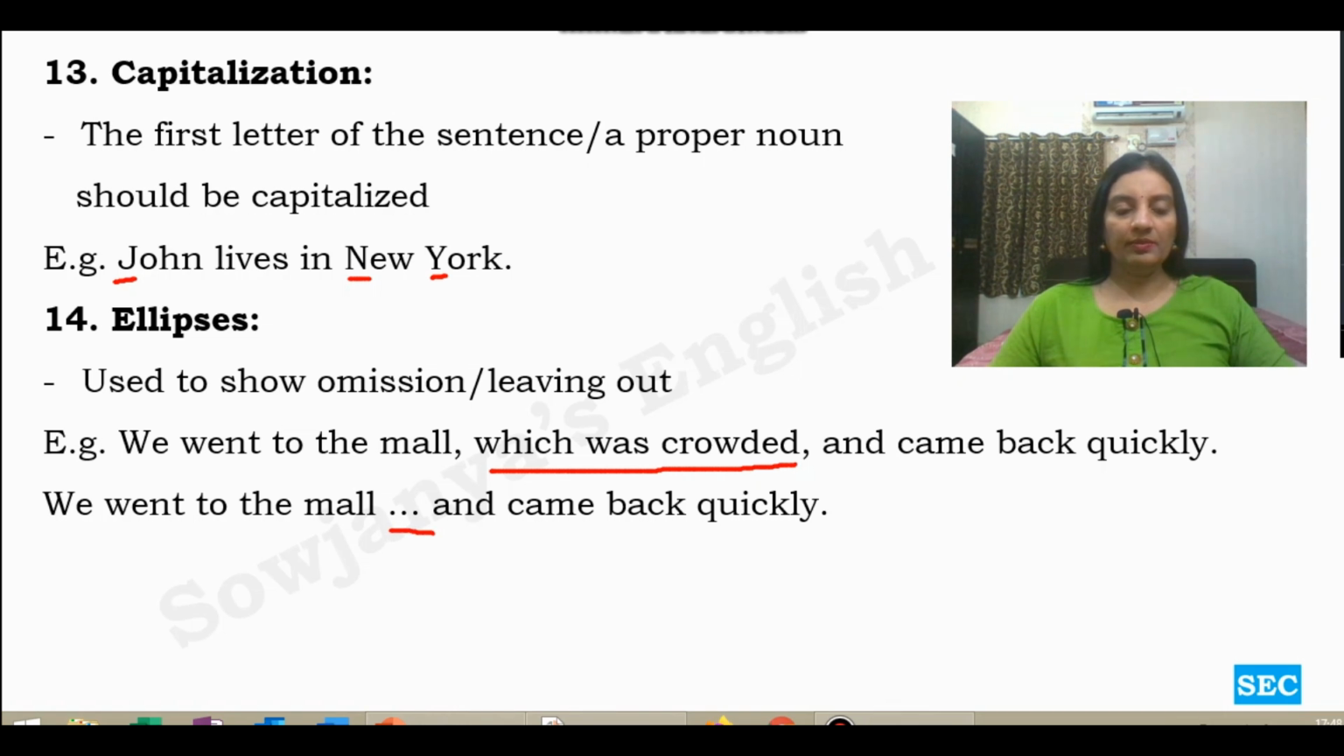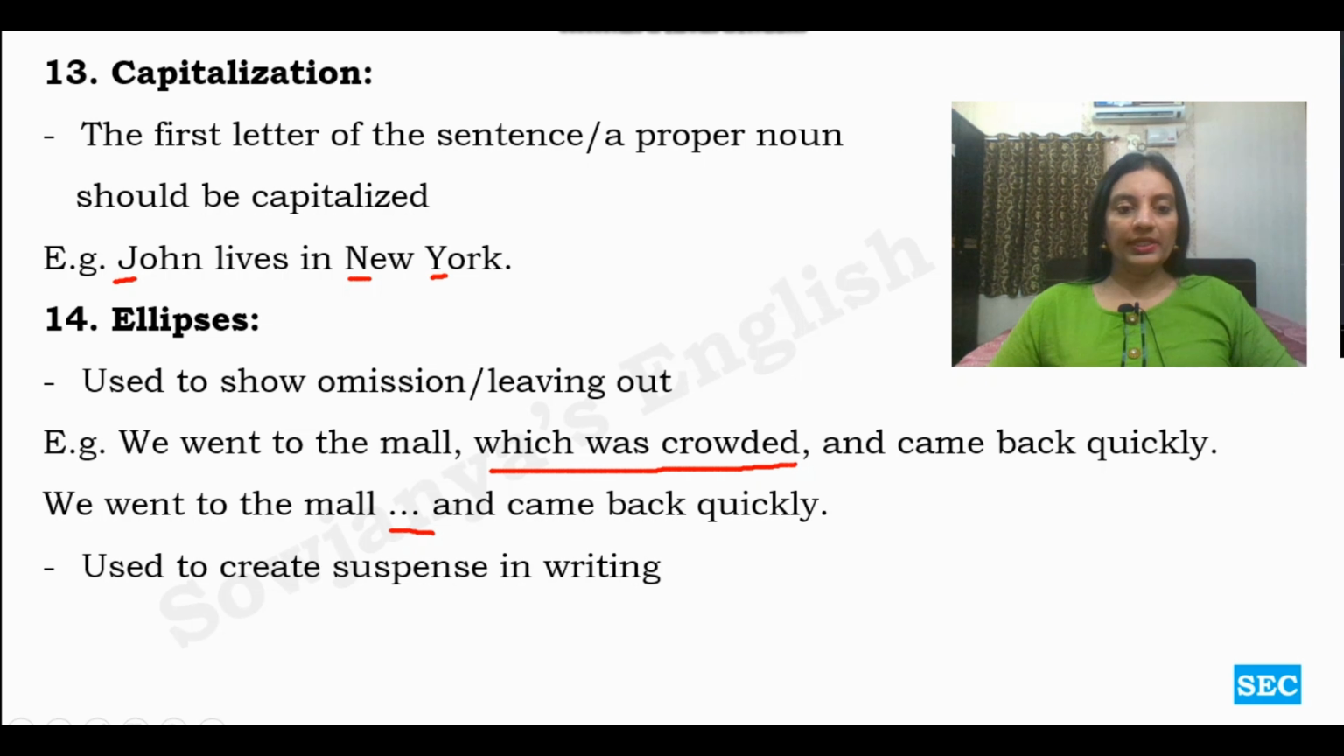Okay, and the remaining sentence makes the same sense. We went to the mall and came back quickly. That is what we want to say actually. This extra thing we have removed with the help of these ellipses. Whenever we use ellipses, of course we omit a certain part of the sentence, but it should not alter the meaning of the sentence. You have to keep that in mind.